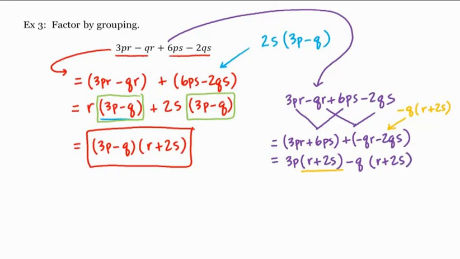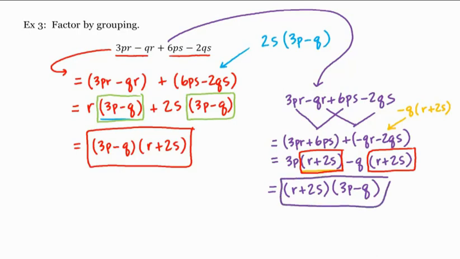And now we can factor out that binomial, which leaves us with r plus 2s times 3p minus q. And by commutativity, that's the same as this, isn't it?